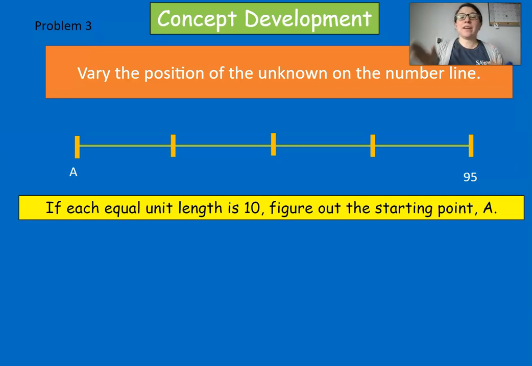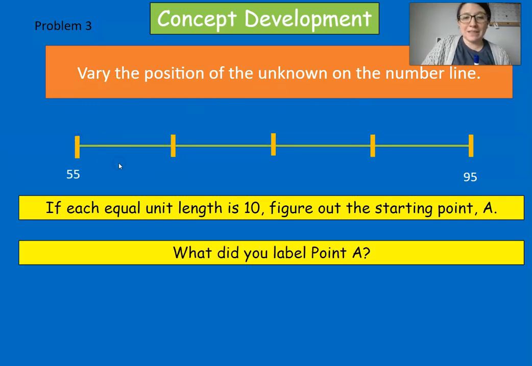Very good. So we're going to count backwards by tens. So we're at 95. Now let's count backwards because we know each mark is an equal unit of 10. So we're at 95, 85, 75, 65, and our value of A is going to be 55. Thumbs up if you got that.